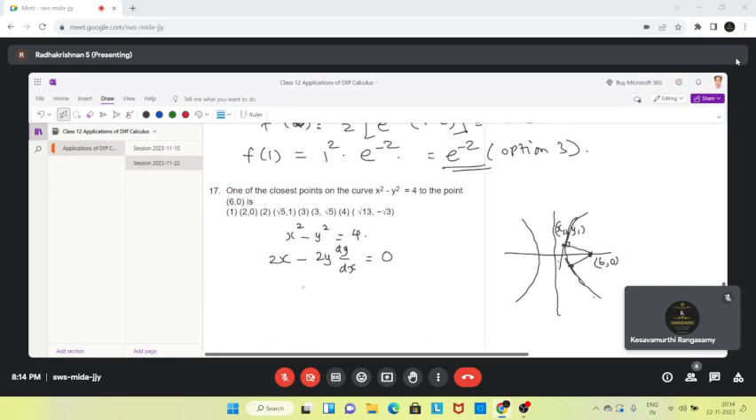So when you differentiate and substitute x equal to x1 and y equal to y1, let's write: dy/dx equal to, I'm taking it to the right hand side, so it becomes positive 2y dy/dx. So dy/dx equal to 2x by 2y.